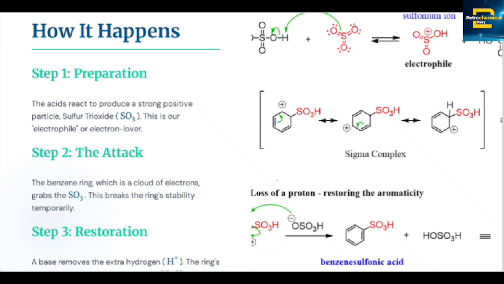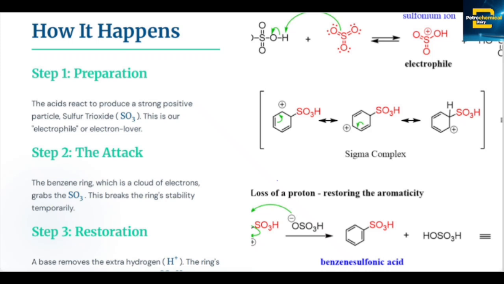Now the benzene ring, which is a cloud of electrons, like we said, has 6 hydrogen and 6 carbon. So like I said before, when a hydrogen is removed from the benzene, it makes 5 hydrogen that is left. So our electrophile, the sulfur trioxide, will now replace the hydrogen in the benzene. That makes it the attack. So our sulfur trioxide attacks the benzene, and when it attacks, this breaks the ring stability temporarily.